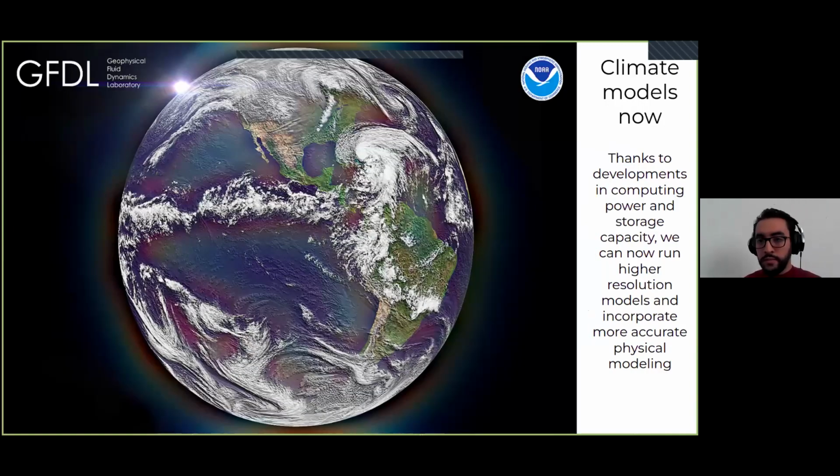But now with climate models, thanks to this development, we can run high resolution models and also try to incorporate more and more accurate physical modeling. This is starting to become really possible in these last years. And for example, this picture from the GFDL model is not actually a picture taken by a satellite or something, but it is coming from a simulation code. It is coming from a climate model. So what you are seeing here are really lines of code.